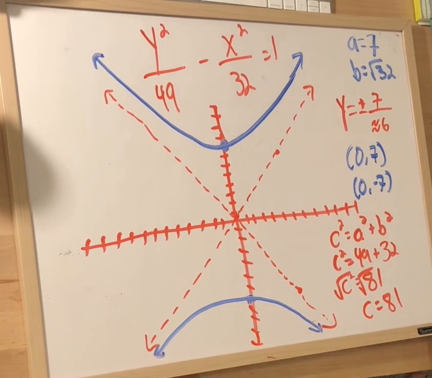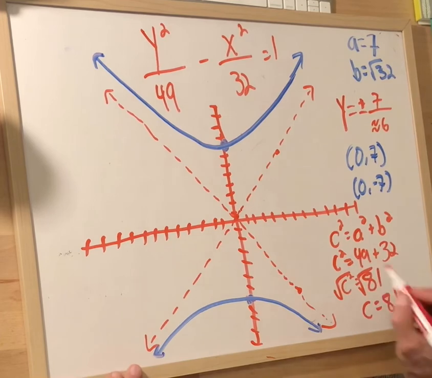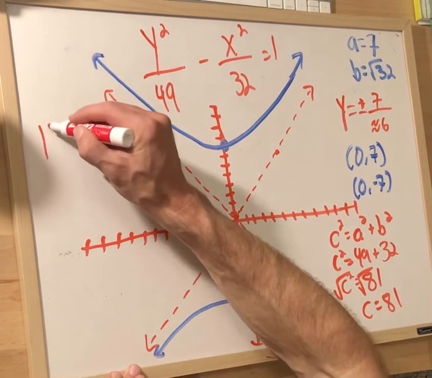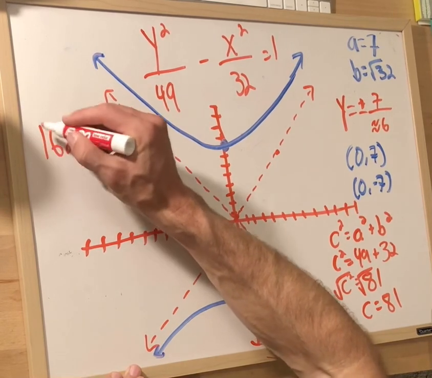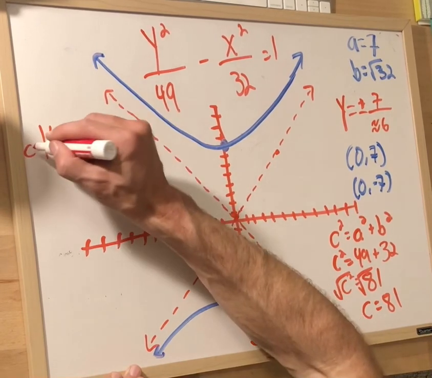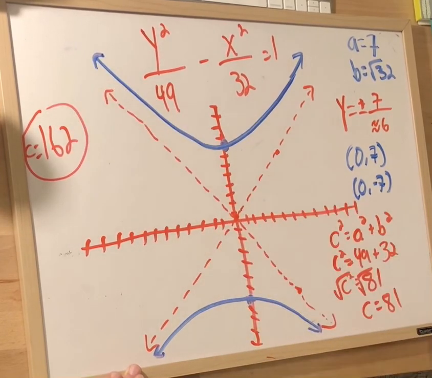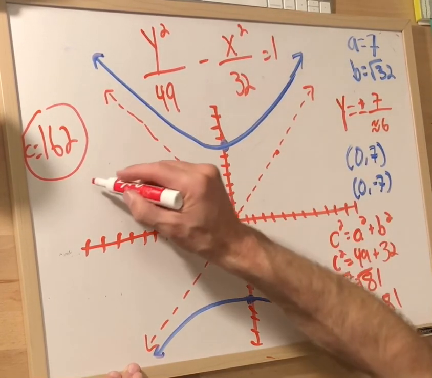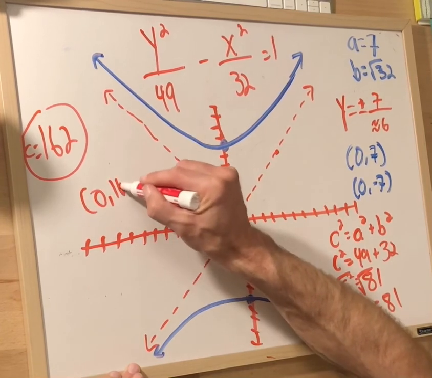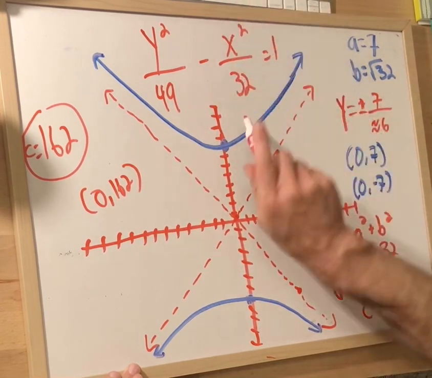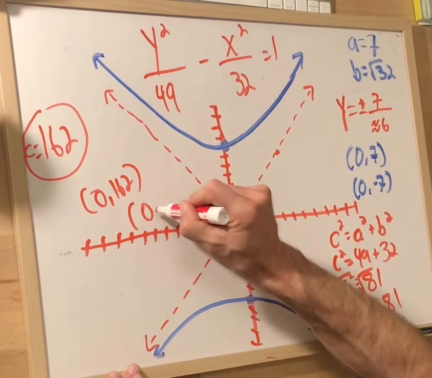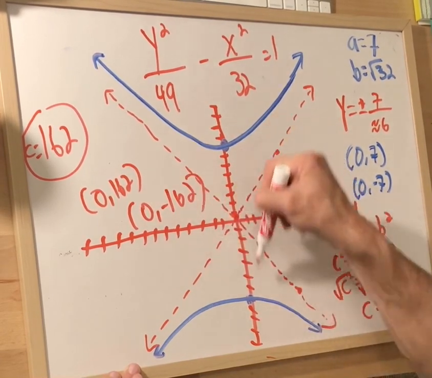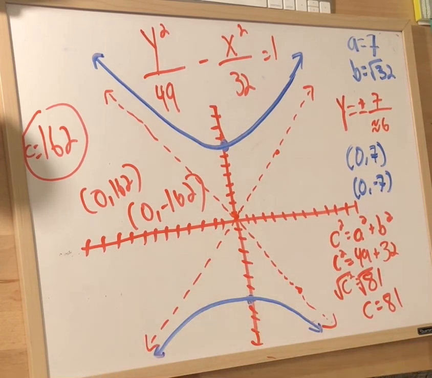But that is not my foci points. It is 2 times this. So 2 times 9 would be 18. This is your c. So it lies on your y, so it would be 0, comma, positive 18, way up here, and then 0, comma, negative 18, way down here. Now, when you have a foci point that big, I'm not going to make you graph it. I'm just going to make you identify it.